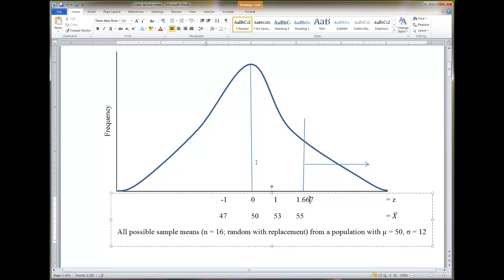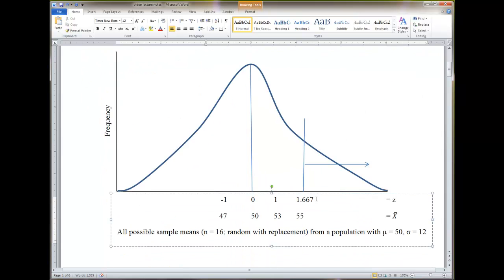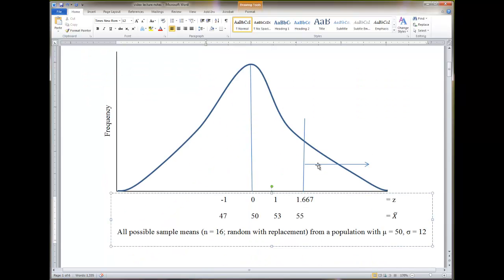And this is really useful because in order to find the probability that you would have a sample with this level of job knowledge or higher, you need to know if you're going to look for a tail or a body when you go to look in the unit normal table. So we found the z-score, it's 1.667, and we know that we're looking for the proportion in the tail, so we're looking for job knowledge of this level or higher, so higher scores will go this way.